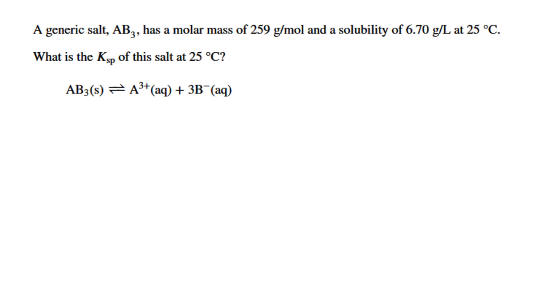A generic salt, AB3, has a molar mass of 259 grams per mole and a solubility of 6.70 grams per liter at 25 degrees Celsius. What is the Ksp of the salt at 25 degrees Celsius?